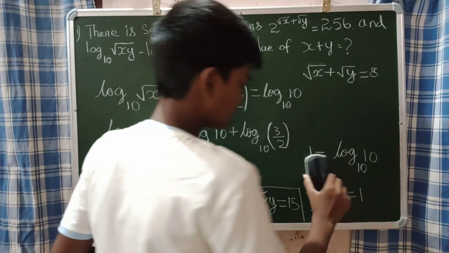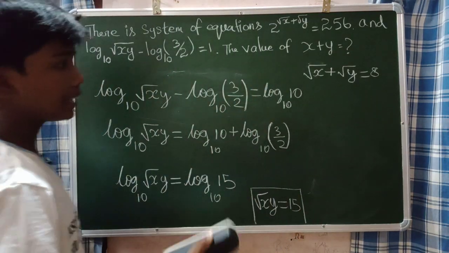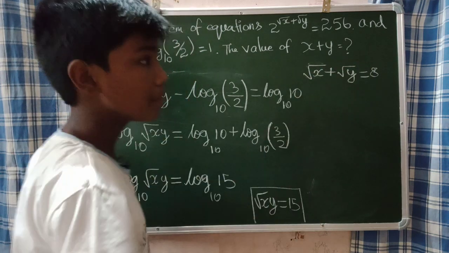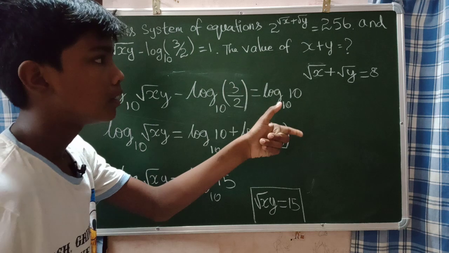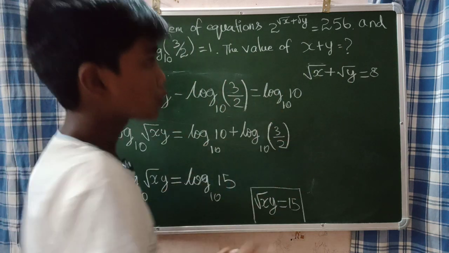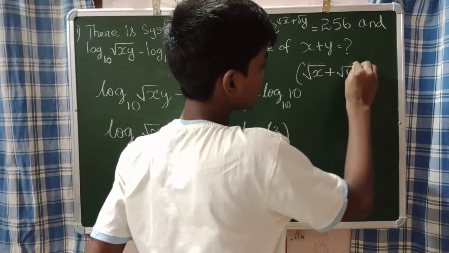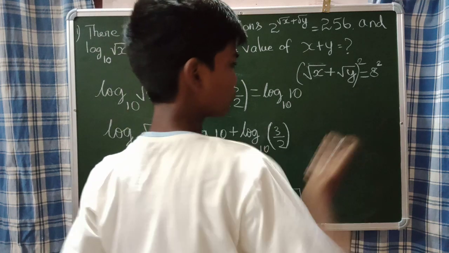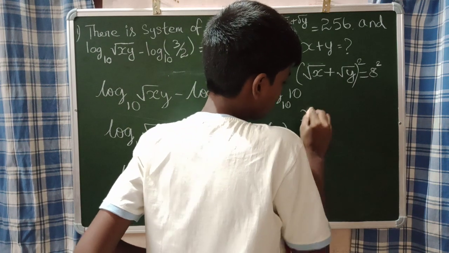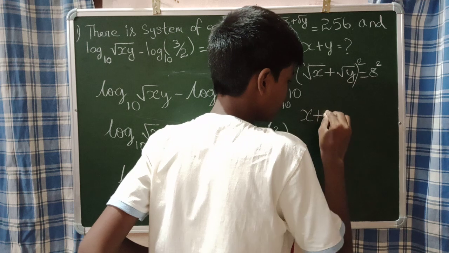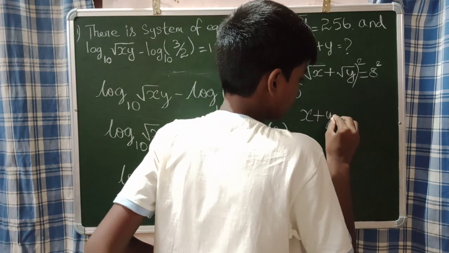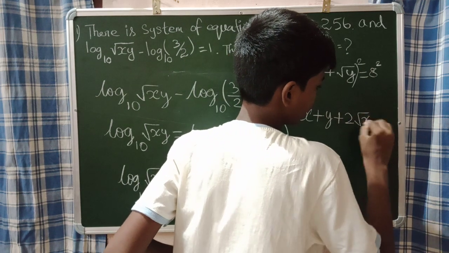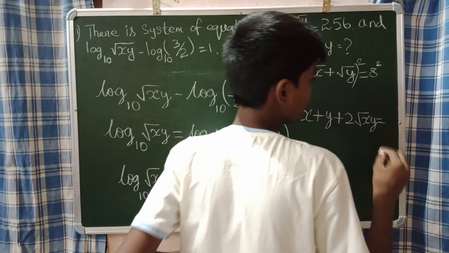Now what I'm going to do is a very simple thing, guys. In this equation, root x plus root y is equal to 8, I'm going to square on both sides. When you square, you will get root x square, that is x, plus root y square, which is y, plus 2 root of x root of y, which is 2 root xy, equal to 64, because 8 square is 64.